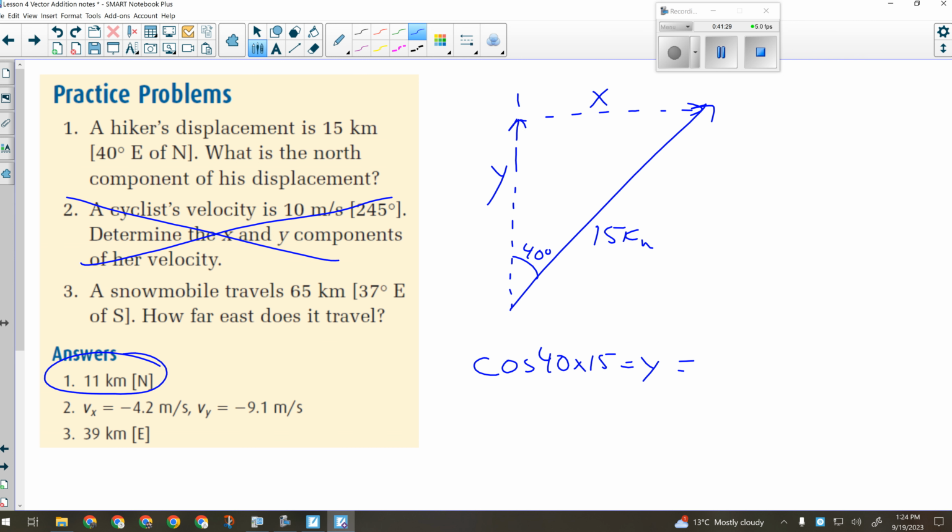Everybody follow there? Again, the biggest trick here is getting those triangles drawn correctly. The second direction is always our reference. East of north, draw north. Go east of that. All right, how many people have done number 3? I'm going to give you a couple more minutes on number 3, and then hopefully we'll go over that before special bell goes.